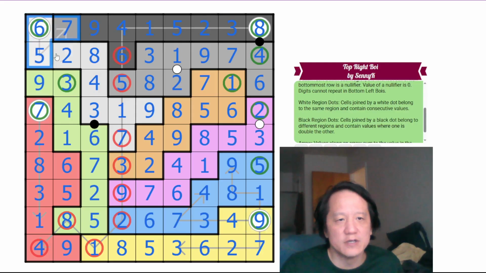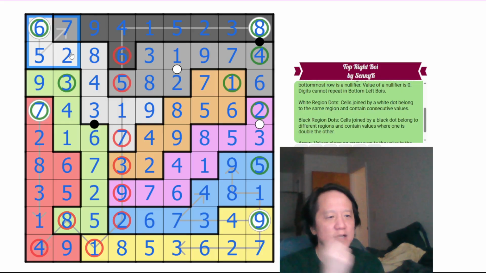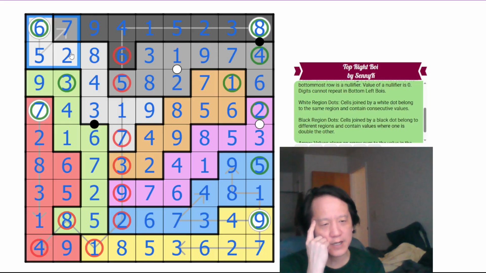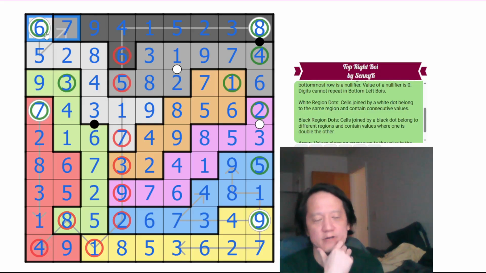Made that mistake there. That was a pretty bad error. I was trying to consciously keep the top right boy thing in my mind, but I just completely forgot it there. I don't know why.